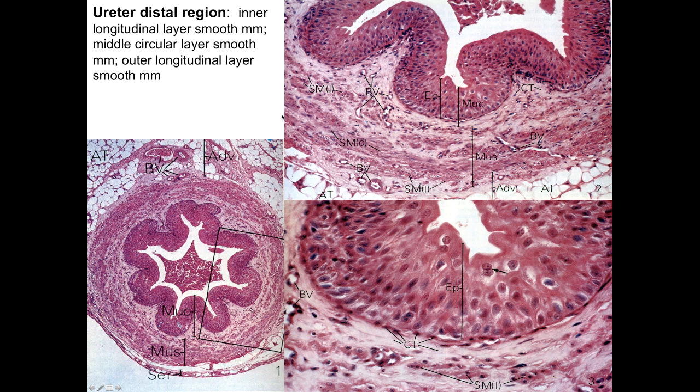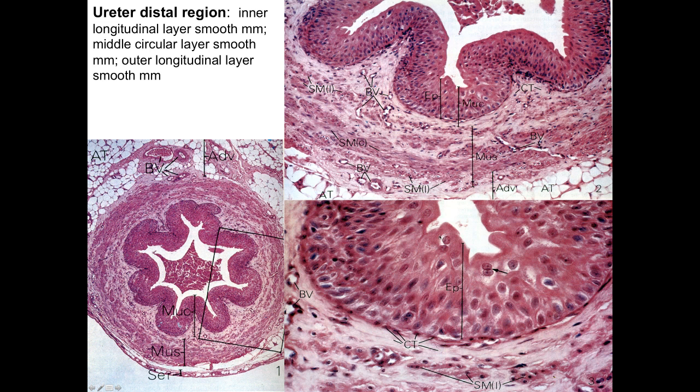Here's the distal region of the ureter, and looking at the higher power, you can see an inner longitudinal layer of smooth muscle, a middle circular layer of smooth muscle, and then an outer longitudinal layer of smooth muscle. So in the distal region of the ureter, there are three smooth muscle layers, and it's always arranged as an inner longitudinal, middle circular, and outer longitudinal layer.